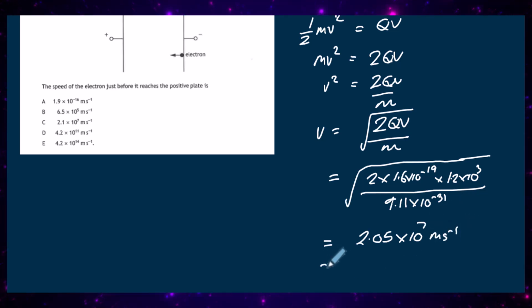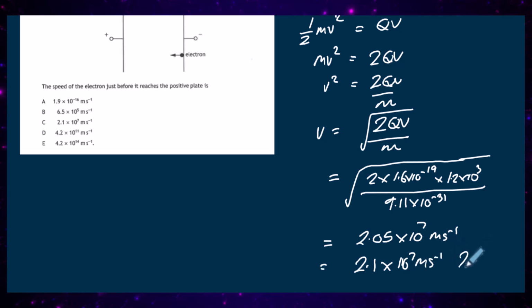We can use significant figures to give us 2.1 times 10 to the power 7 meters per second to 2 significant figures. So the answer we're looking for in this case, 2.1 times 10 to the power 7, is going to give us answer C.